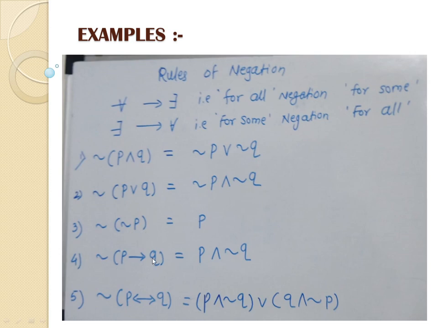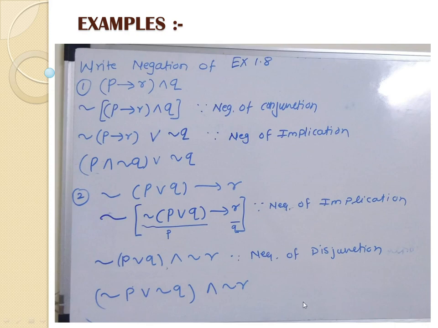Fourth logical connective is implication. Negation of P implies Q is equal to P conjunction negation of Q. Next, biconditional: negation of P biconditional Q, also called double implies, is equal to P conjunction negation Q disjunction Q conjunction negation P. These are some rules of negation.